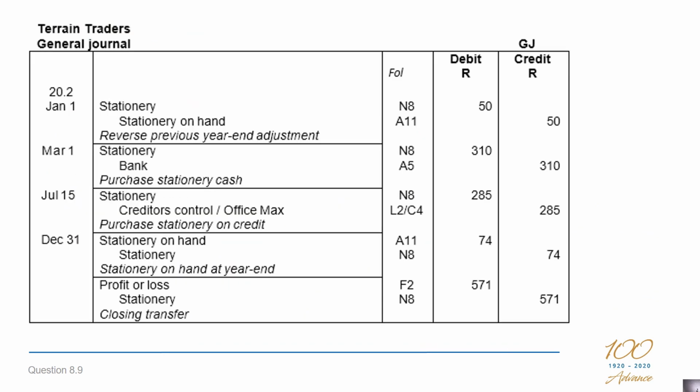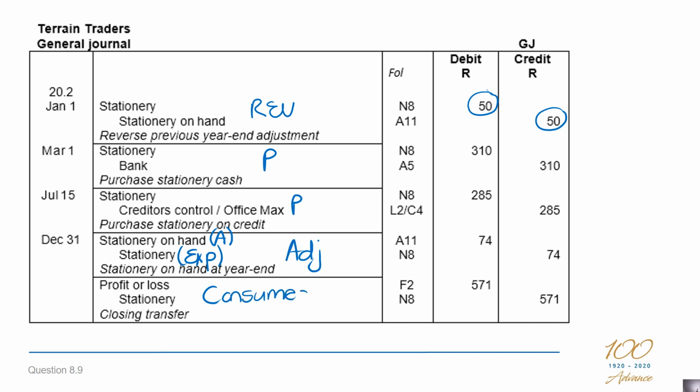In the general journal, you will see that the first thing that they do is the reversal of the last year's closing inventory of stationery, the 50 Rand. Then we account for the two purchases, both cash and credit. And at the end of the year, I do my adjusting entry again to transfer the stationery on hand to the asset from the expense. Remember, stationery on hand is the asset and the stationery is the expense account, so that I can calculate in the end what I have consumed in my stationery expense account.